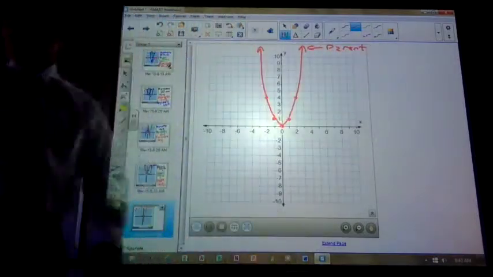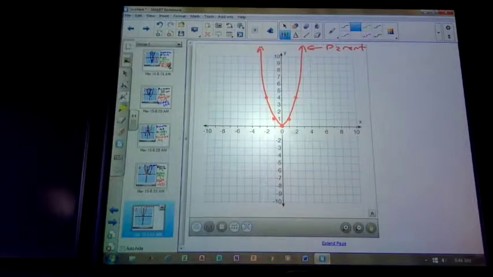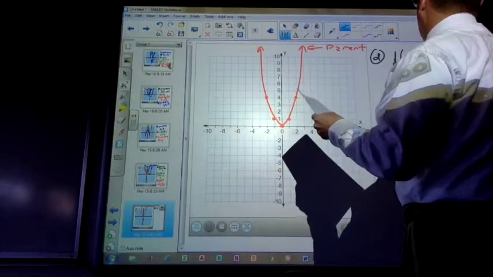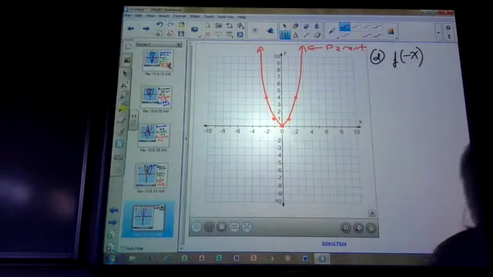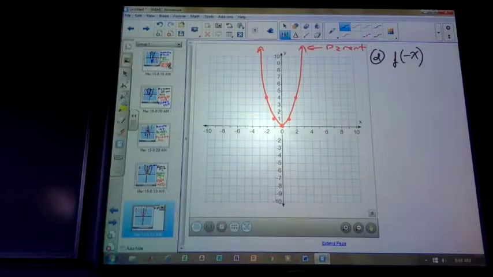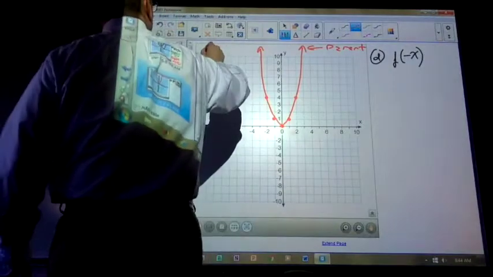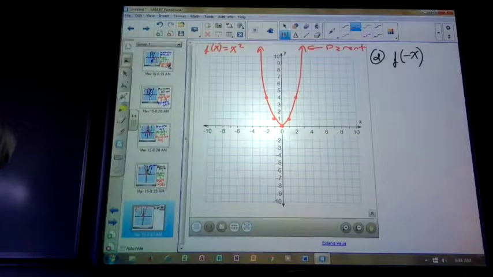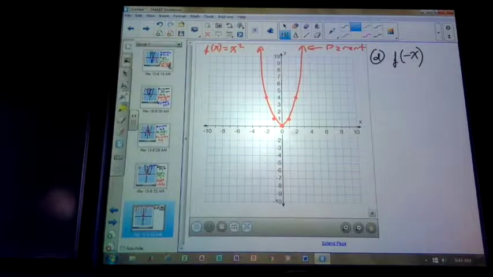Remember, the parent function is the most basic form of it. But then we're going to go to letter D. That is f at negative x. Our parent function is just this. This is our equation. So that's what our parent function is right now. Okay, hang on. I think we can figure this out.